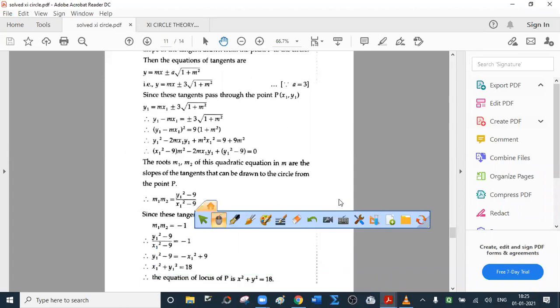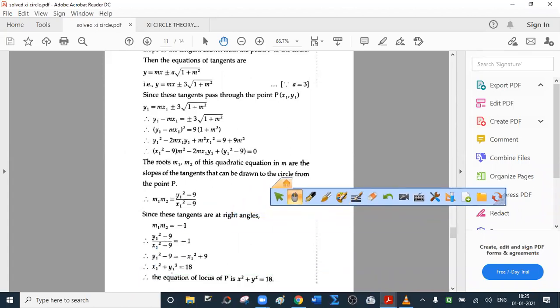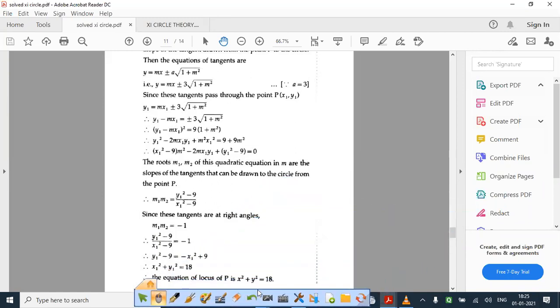Rearrange the terms to get what? x1 square plus y1 square equal to 18. To get the equation of locus, we replace x1 by x and y1 by y to get the equation of locus as what? x square plus y square equal to 18. A good student is supposed to write that this is called the director circle of the given circle.